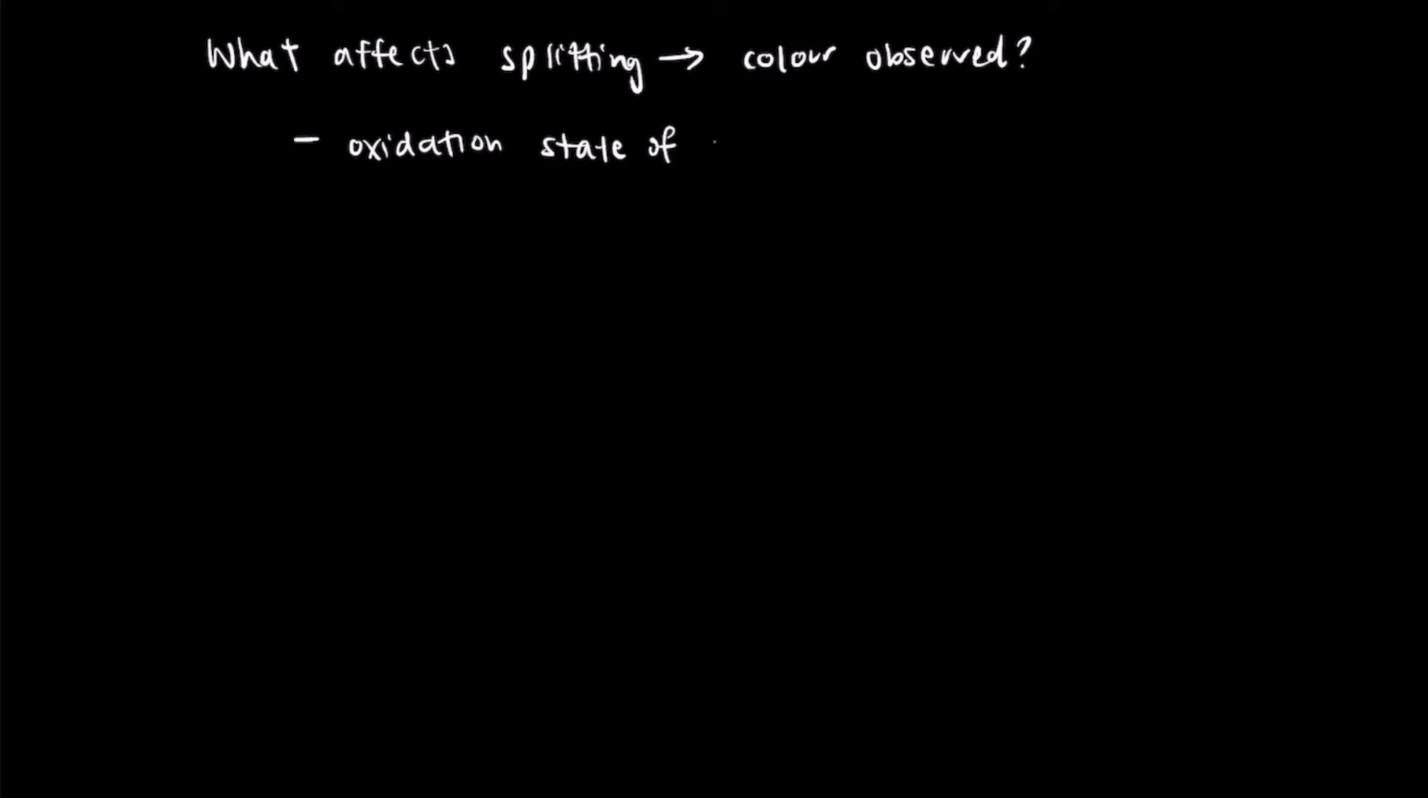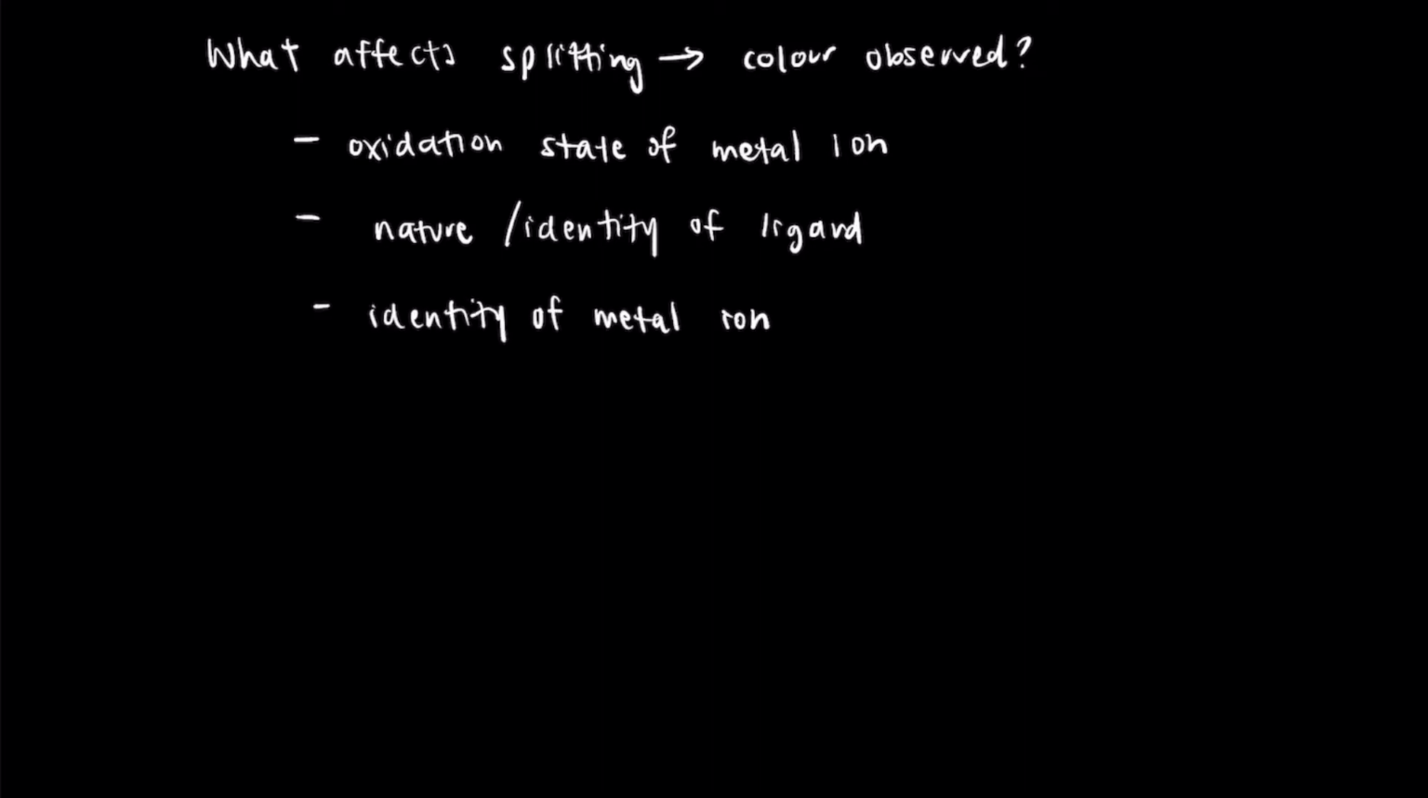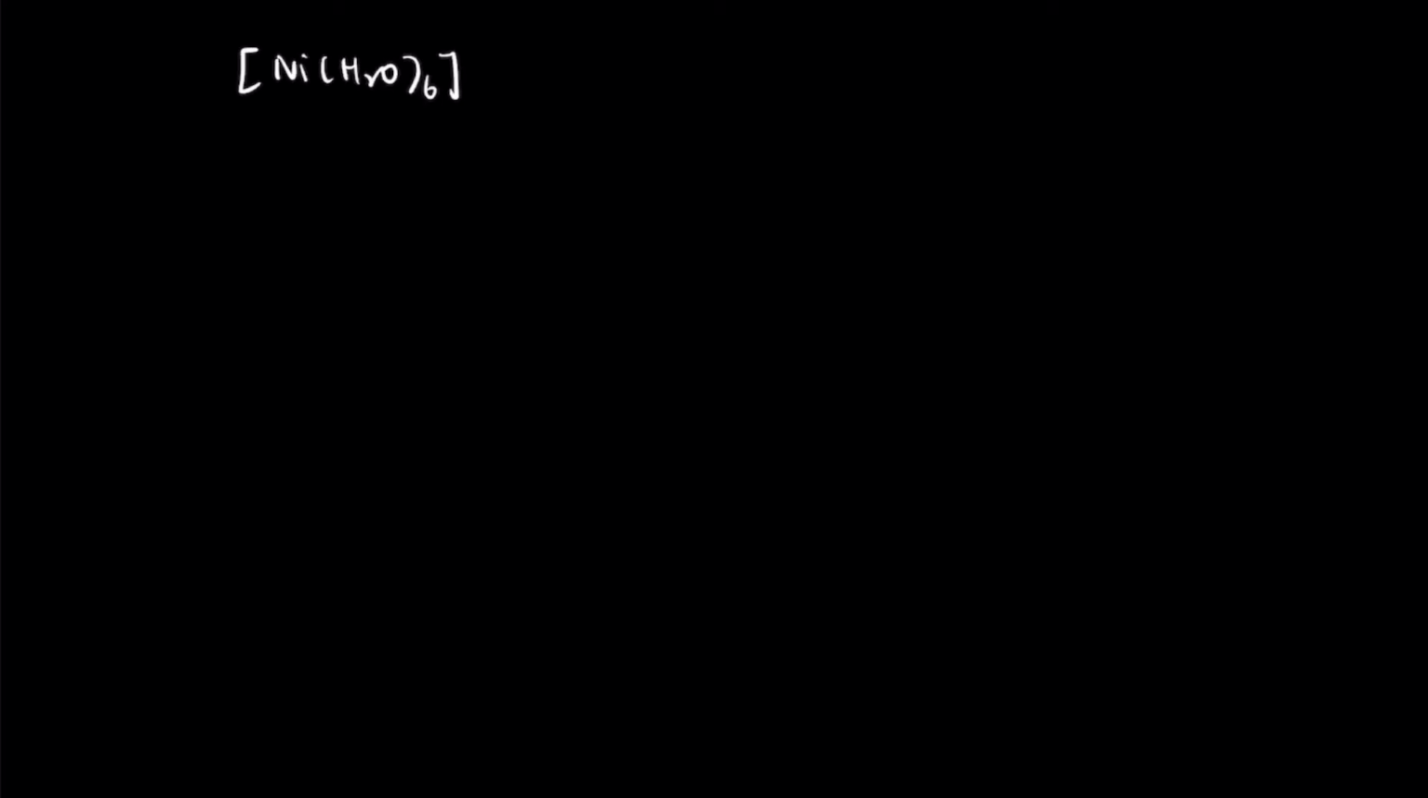Number one, the oxidation state of the metal ion. Number two, the nature or the identity of the ligand. And lastly, the identity of the metal ion itself. So these three factors will cause different energy difference between the split d orbitals, resulting in a different amount of energy being absorbed and thus different colors observed. So we'll focus on the second factor, the identity of a ligand, which is a common question. And we'll be looking at the example of a nickel complex ion to understand this in greater detail.